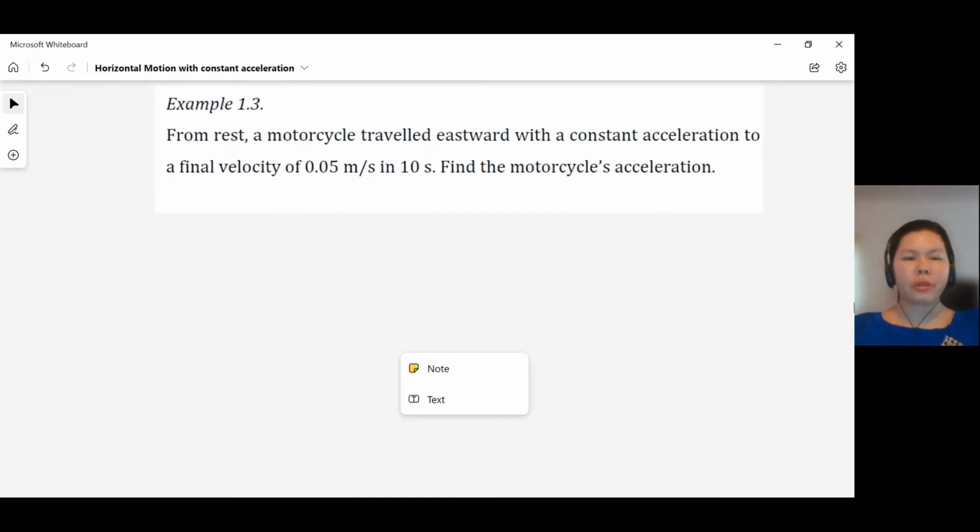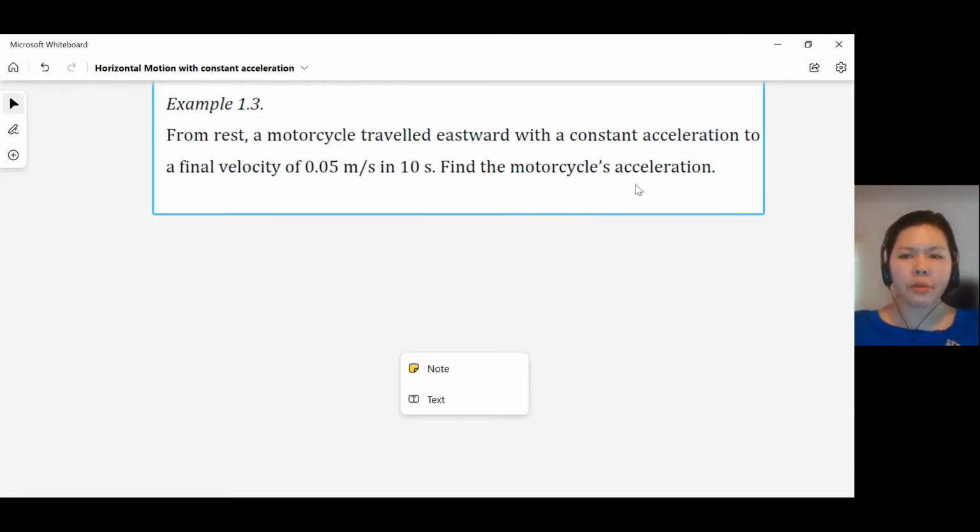Example 1.3. From rest, a motorcycle traveled eastward with a constant acceleration to a final velocity of 0.05 meter per second in 10 seconds. Find the motorcycle's acceleration.